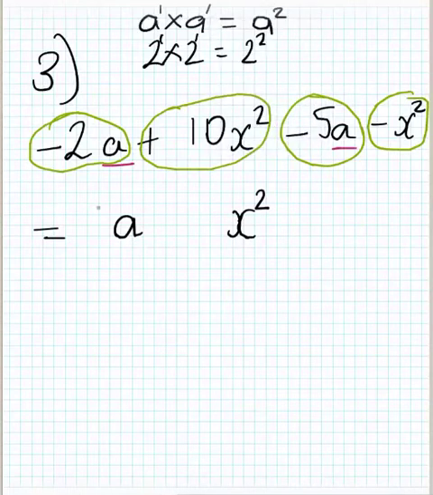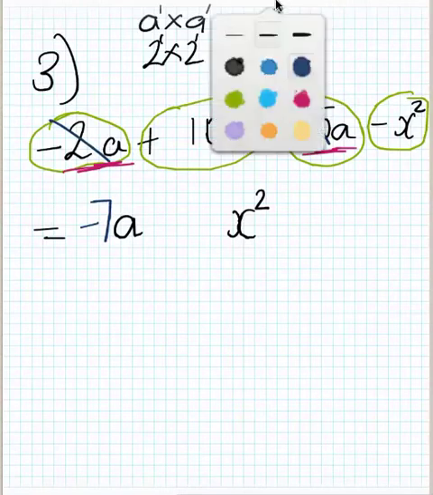So now we have to add our like terms. We've got an a there and an a there. So working from left to right, what is minus 2 minus 5? Minus 2 minus 5, I know, is minus 7. And that goes in front of the a. Now I'll cross this off because we've used and simplified our a. And now we've got the x squared. Are there any more x squareds in the whole thing?